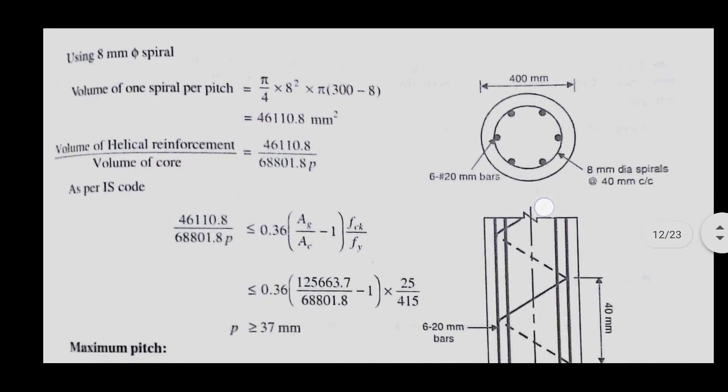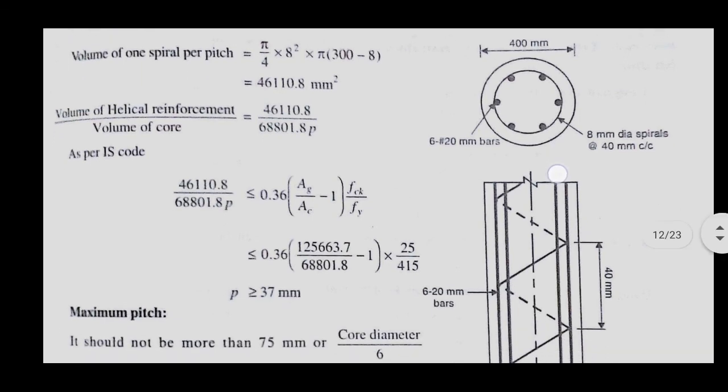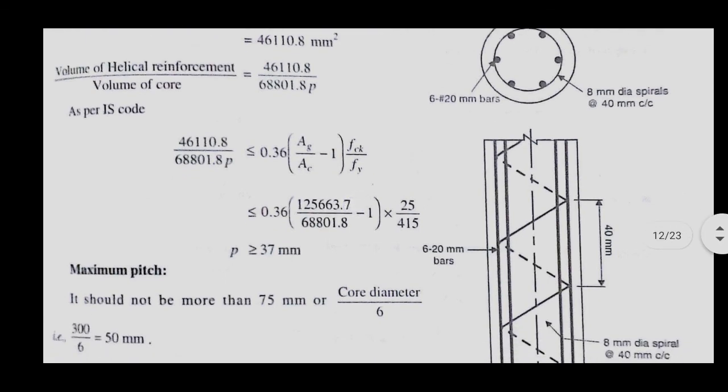As per IS code, this volume of helical reinforcement by volume of core should be greater than or equal to 0.36 into Ag by Ac minus 1 within bracket Fck by Fy. So you have to calculate this one. From this equation you can find the pitch. So here the pitch, small p, is less than or equal to 37 mm as per the consideration.